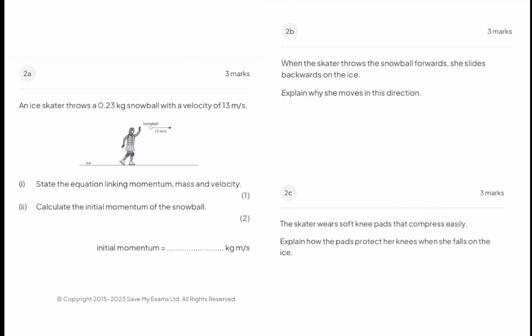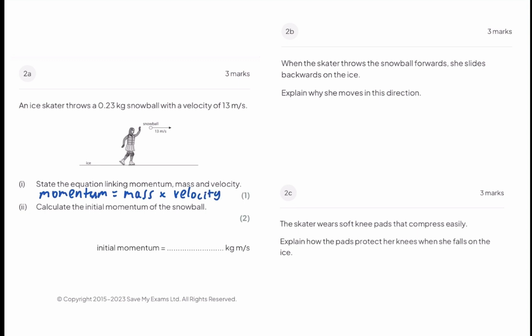Okay, so you guys can try solving this full past paper question yourselves first by pausing the video and unpausing for an explanation. Okay, so part 2a states that an ice skater throws a 0.23 kilogram snowball with a velocity of 13 meters per second. So we need to first state the equation, which is just momentum equals mass times velocity.